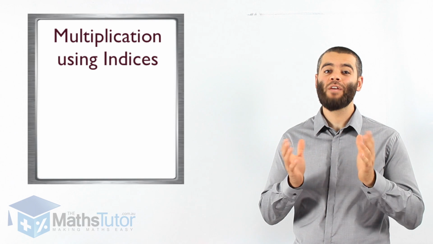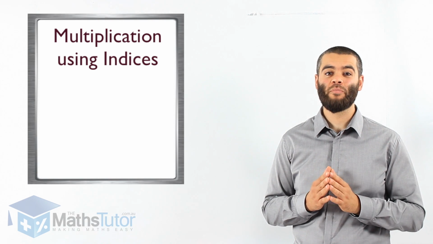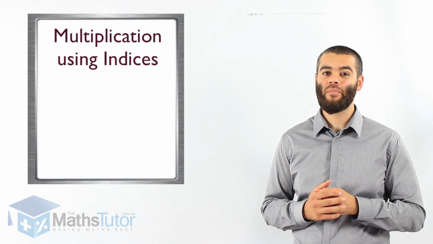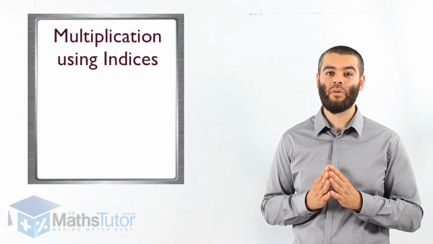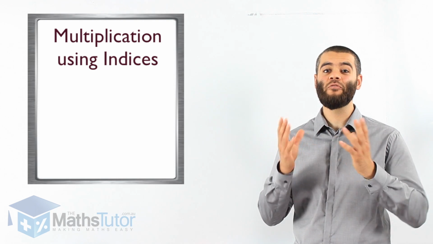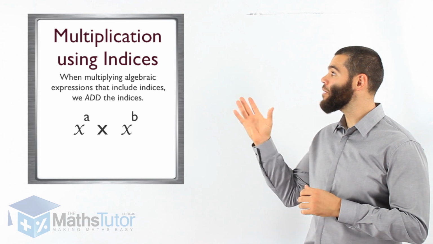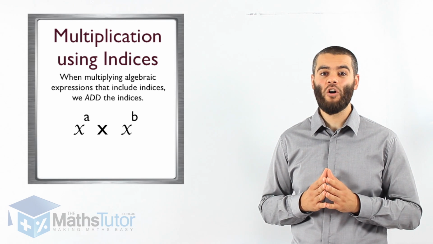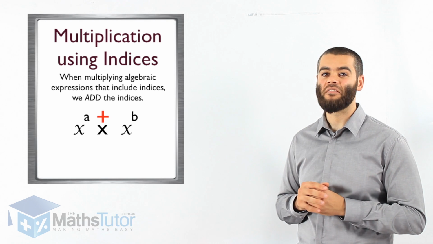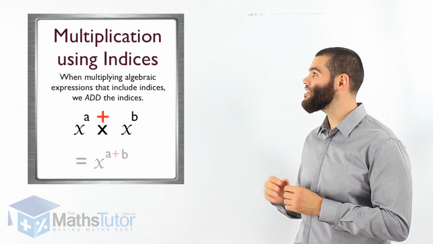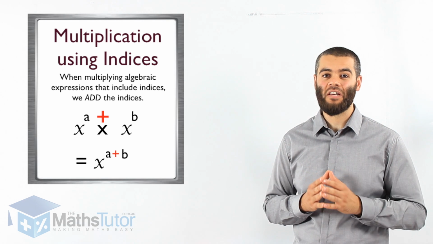Hey guys, today we're working with algebraic expressions that involve indices. In particular, we're going to learn how to multiply algebraic expressions that involve indices, that involve powers. The rule is simple: when we are multiplying and we have indices involved, we add the indices. It's that simple.